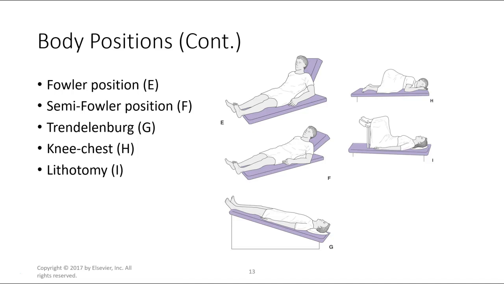Then we have Trendelenburg, and that's where the head is lower than the feet. So if a patient is going into shock, we will put this patient in Trendelenburg to get the blood to the brain. That's the most important part. And then there's the knee to chest, which is your H, and there's the lithotomy, which has the legs up in a stirrup.